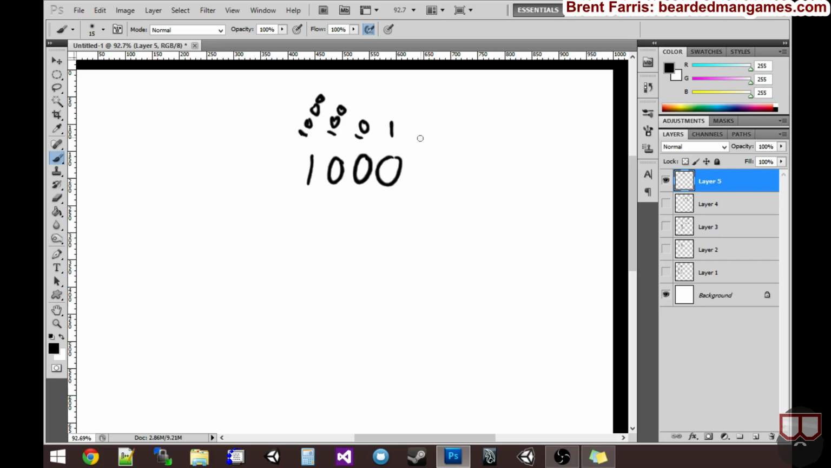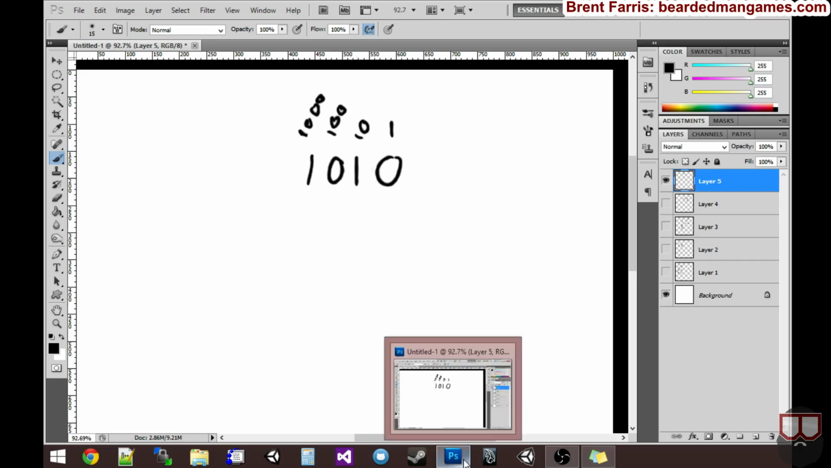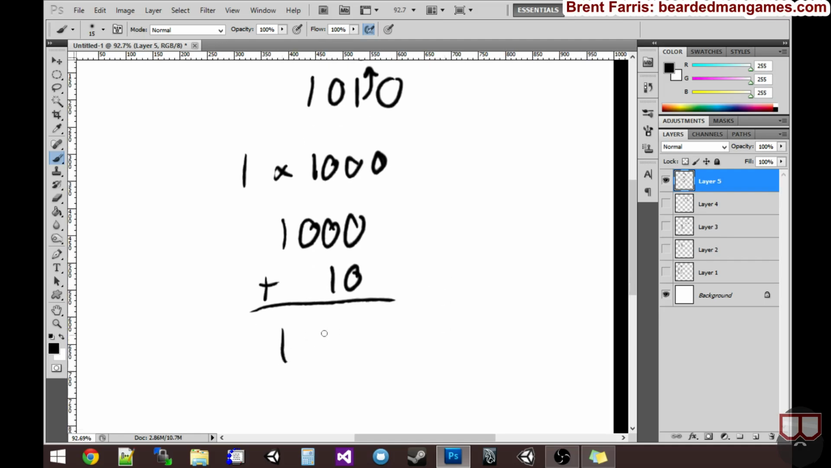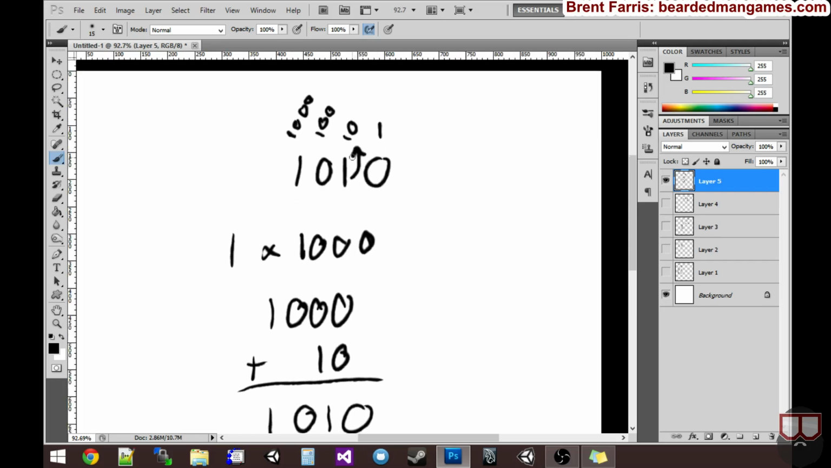So, now we get into new magic. Why did we know that this in our number system was 1010? Well, easy. What is this number times its place? 1 times 1,000 is 1,000. What is 10 times that number in its place? It's 10. So 1,000 plus 10 is 1,010. So 1,000 and 10.